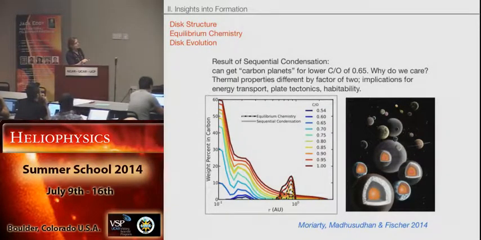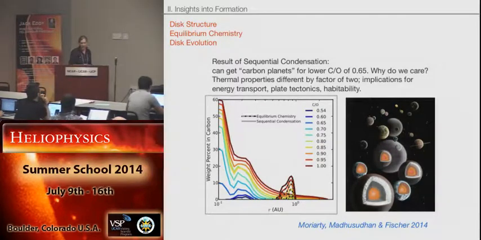If you don't assume the sequential condensation, you just take one snapshot of the disk with a certain temperature and pressure, you see that you need very high carbon-to-oxygen ratios to be able to form any carbon-rich planets, and they can only form out here sort of at 1 AU. But if you include sequential condensation, then you can get carbon-rich interiors over a much broader range of semi-major axes and down to slightly lower C to O ratios.